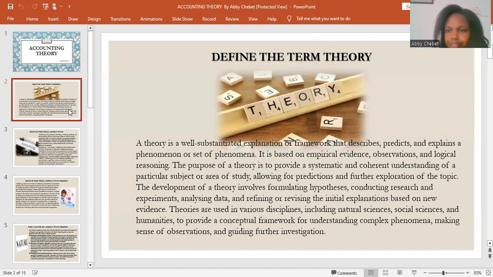So yeah, defining the term theory. A theory is a well-substantiated explanation or framework that describes, predicts, and explains a phenomenon or set of phenomena. It is based on empirical evidence, observations, and logical reasoning. So it's not something that you can just come up with. The purpose of a theory is to provide systematic and coherent understanding of a particular subject or area of study, allowing for predictions and further explanations of the topic.